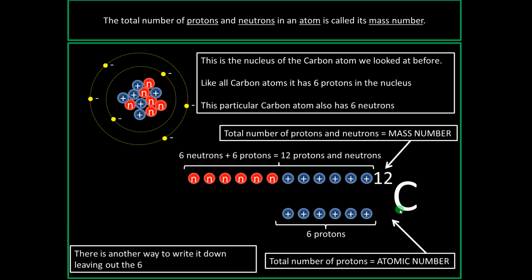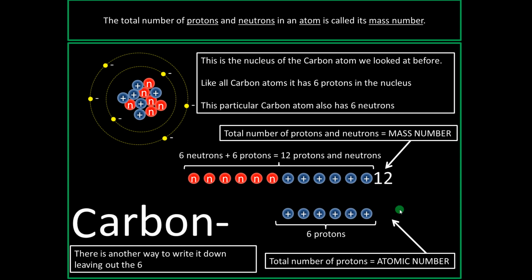There is another way to write this, which you'll need to know as well. So what we do is we take the C over there and give it the full name, carbon, and then because the carbon is enough to give us the 6 protons for the atomic number, all we need to do is stick the mass number after the name of the element. So that would read carbon 12. So our carbon 12 atom has 6 protons and 6 neutrons.